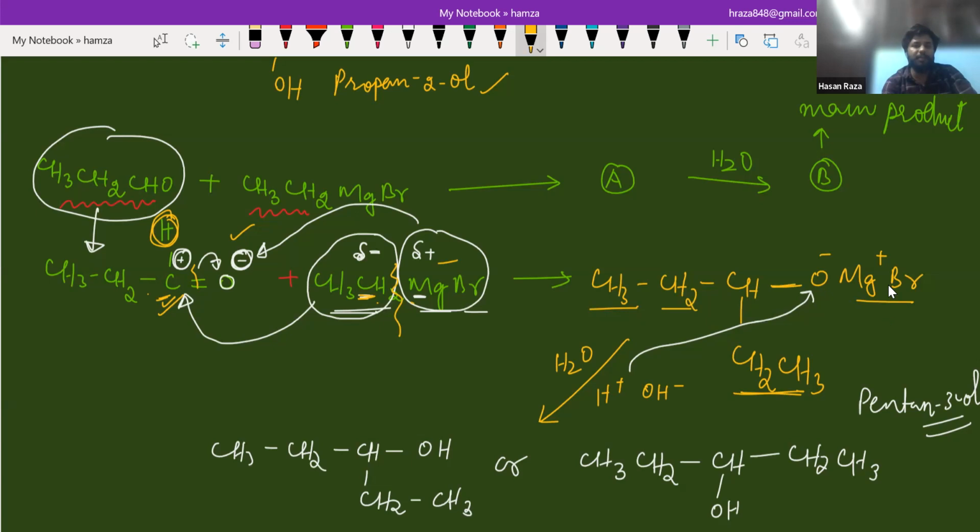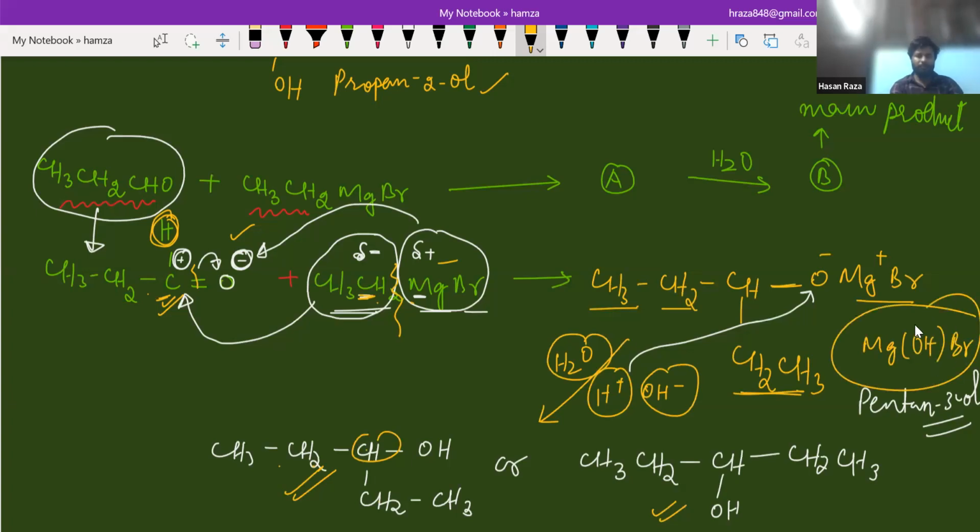So single bond O minus, and this MgBr will go to oxygen, so it will be Mg plus Br, O minus MgBr. Now what you need to do is hydrolysis. Water has two parts, H plus and OH minus. Positive will go to negative, then you will get this. I just wrote it in another way: CH3, CH2, CH, CH2 to look easy. And the byproduct, you can see Mg is there, OH will go to Mg, OH, and Br is there. So this is the byproduct. Please let me know when everyone is done with this.